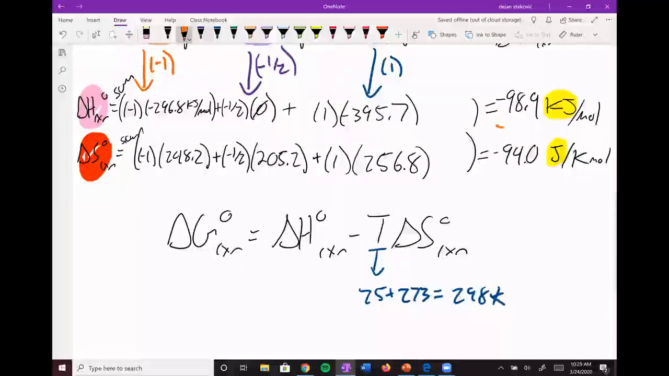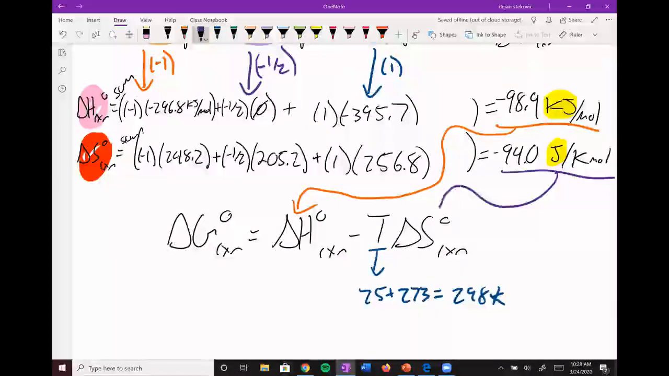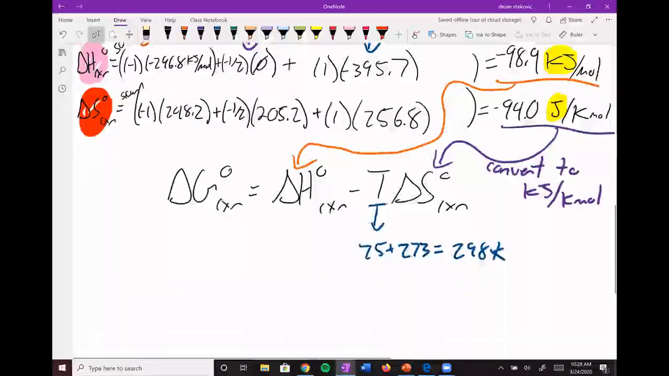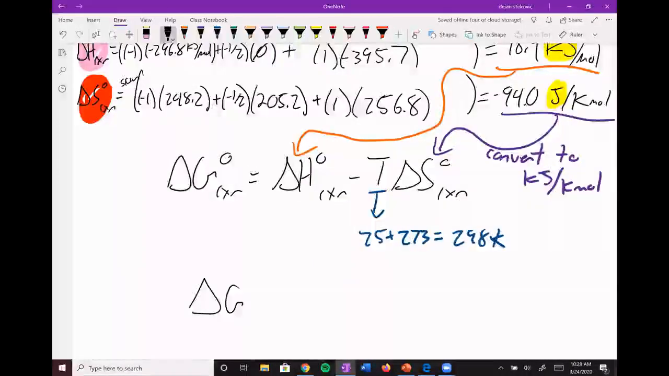And then these other numbers, we plug this one into delta H, plug this one into delta S of the reaction, and then make sure you convert one of them. So convert this one to kilojoules per Kelvin mole, something like that. They've got to be converted. They've got to be in the same unit. So when you plug and chug, do that math, you should get negative 70.9 kilojoules.